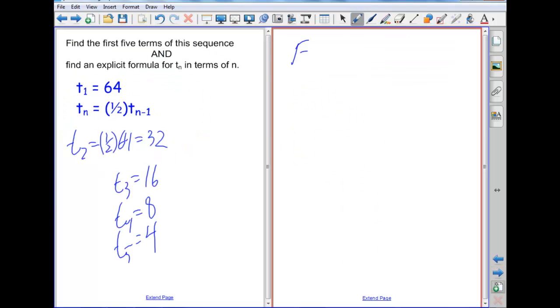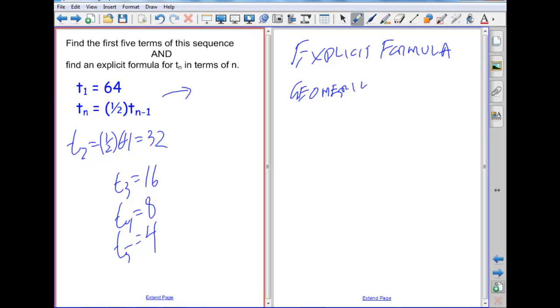Explicit formula. Well, what kind of sequence is it? It's going to be geometric. It's geometric because we basically have a fixed common ratio. We can change this sentence into saying T sub n over T sub n minus 1 equals 1/2. The ratio of any 2 successive terms is a constant, therefore it's geometric. Okay?